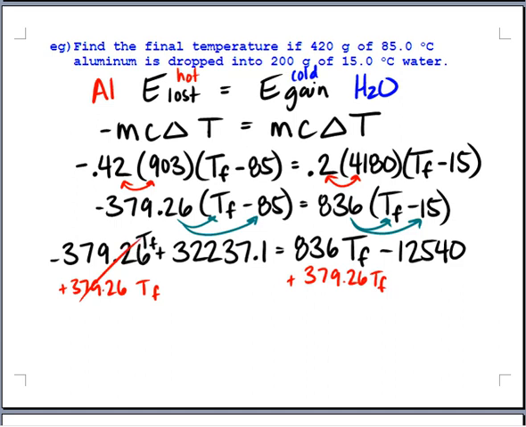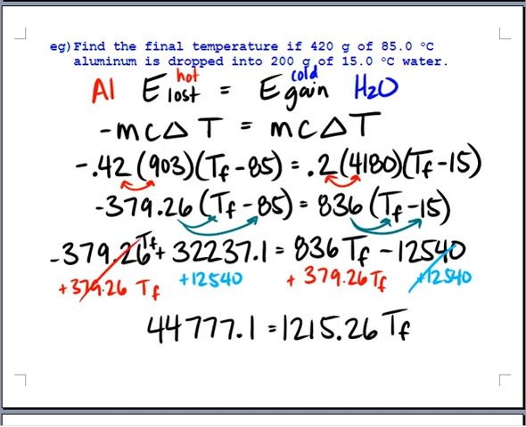And again, in the interest of space, I'm going to add this 12,540 to the other side. So that takes me to there. Hopefully those numbers match what you've got. Divide both sides by 1215.26. And I come up with a final temperature of 36.8 degrees Celsius. There you go.